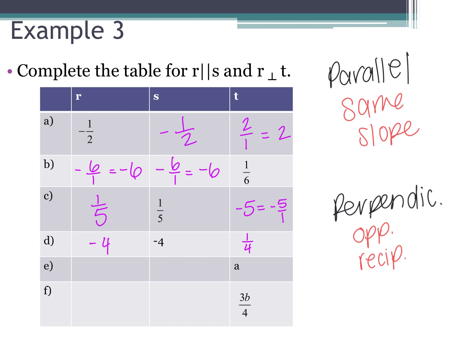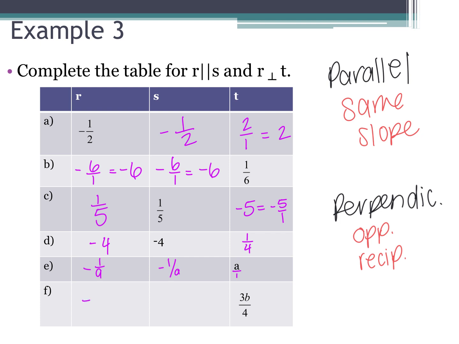All right, E. I know it just has the letter A, but think of it as a whole A. How do I change a whole number to a fraction? Put a 1 under it. Good. So if this is A over 1 and it's perpendicular, what should R be? Negative 1 over A. Good. And if it's parallel, what should it be? Negative 1 over A. I'll put an A.